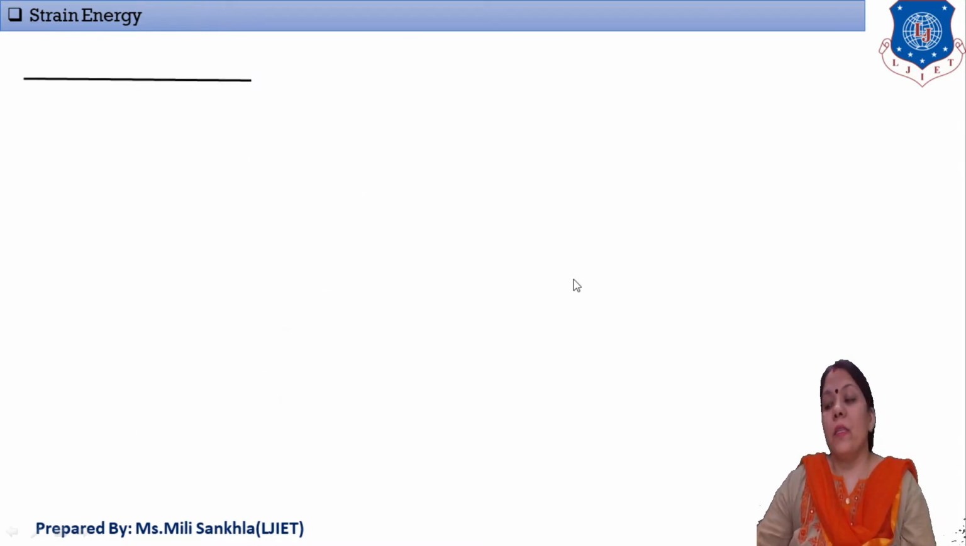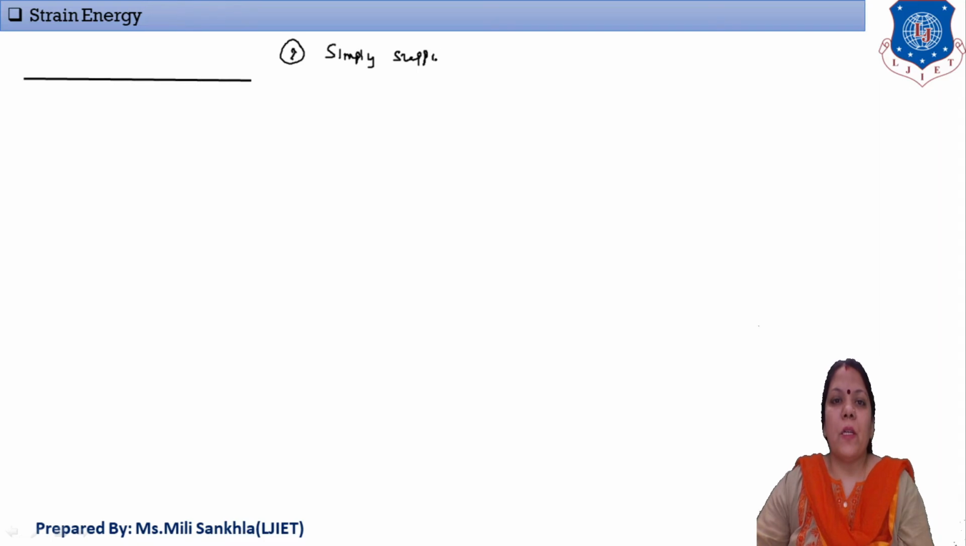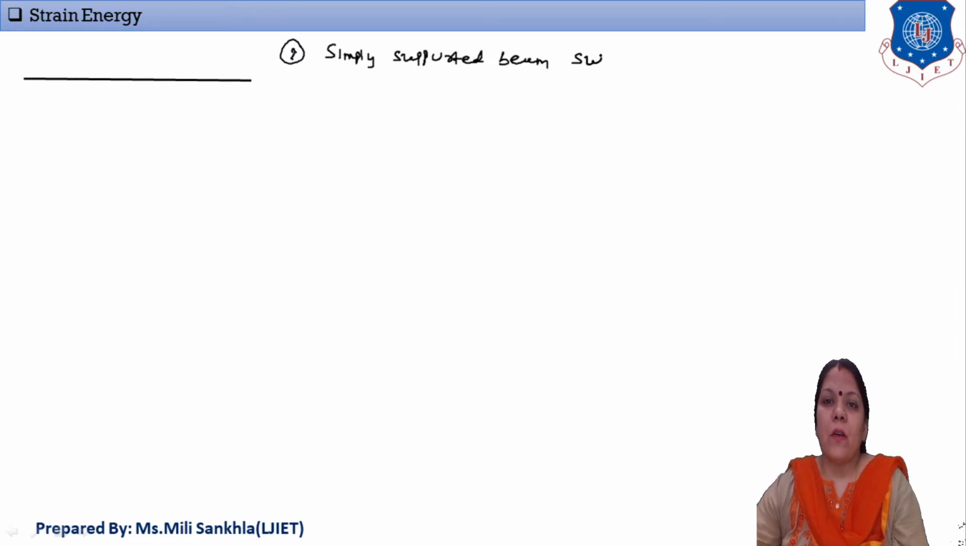Now we apply this point load as a UDL on this simply supported beam. Our second heading: second case, simply supported beam subjected to UDL load.